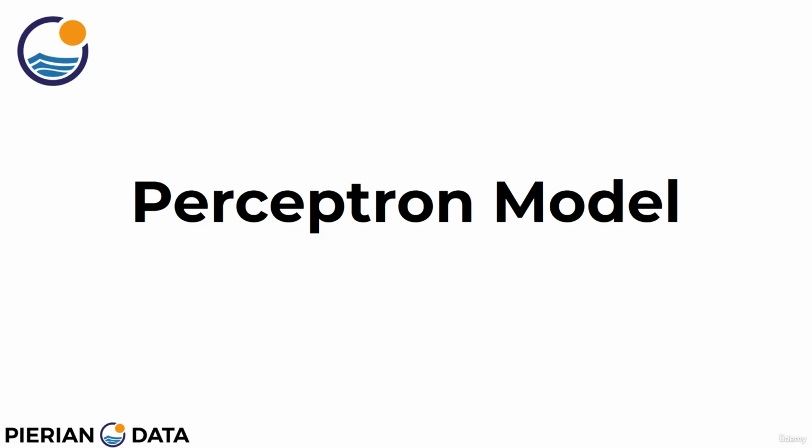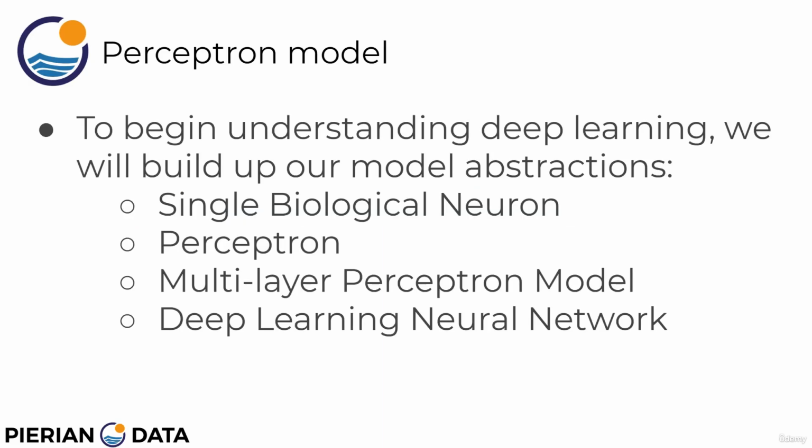Welcome back everyone to this lecture on the perceptron model. To begin understanding deep learning, we're going to start by actually building up our model abstractions. We're going to begin by exploring what real single biological neurons look like. Then we'll model those mathematically as a single perceptron, see how we can group together perceptrons or artificial neurons to build out a multi-layer perceptron model, and then see how that expands to a deep learning neural network framework.